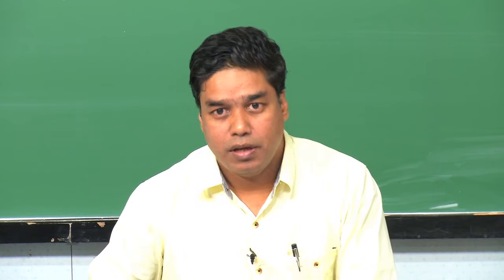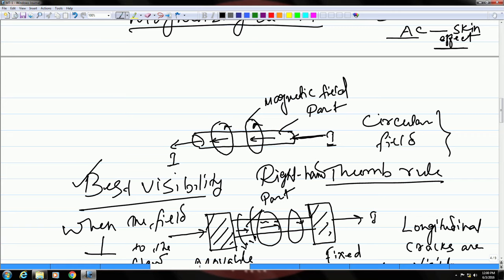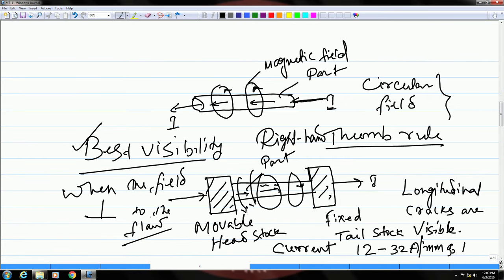So these are mutually perpendicular to each other, as you could see in the first one here. If you pass a current like this through this part which is being examined, the magnetic field will be created in this path. So these are called circular magnetic fields, the direction of which is perpendicular to the direction of the current. We also saw that you have the best visibility when the field and the discontinuity are perpendicular to each other. This does not mean that other orientations will not be visible. They will still be visible, but the strongest indications will be obtained when the discontinuity is perpendicular to the field.